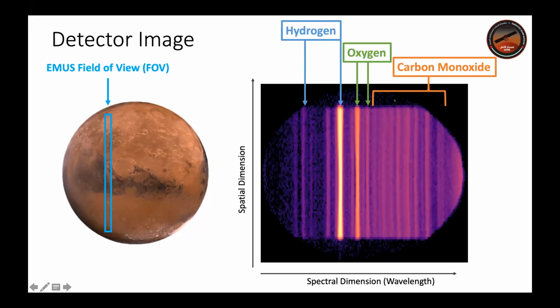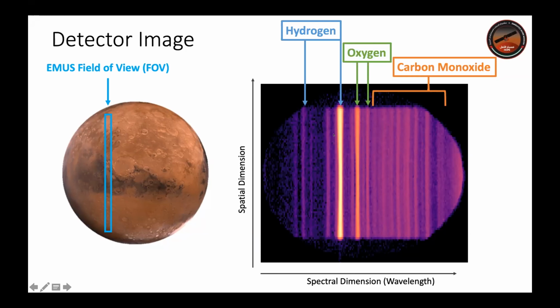We also see various bands coming from carbon monoxide, or CO. This is pretty common on Mars because Mars' atmosphere is predominantly CO2, carbon dioxide, but at the top of the atmosphere it gets split into oxygen and carbon monoxide by solar radiation. So we see signatures of all these emissions in the data that EMUS takes.